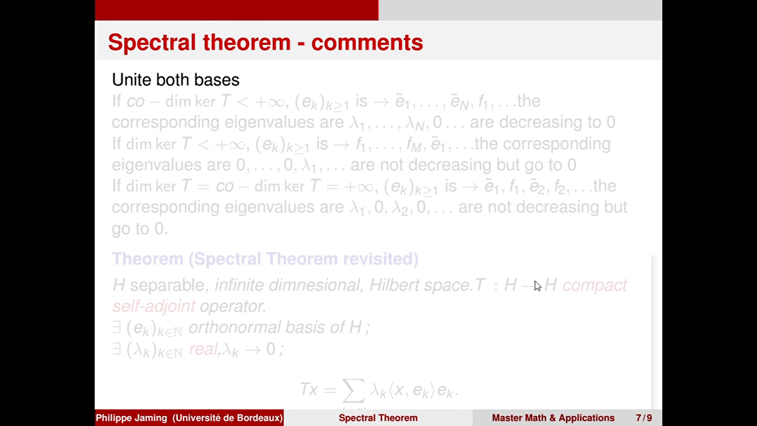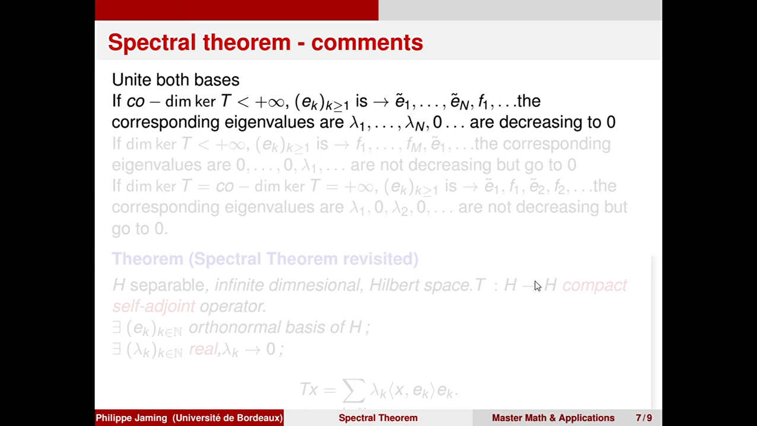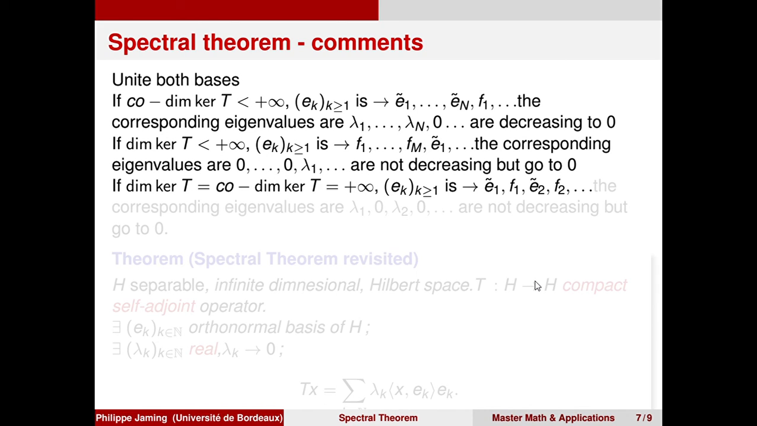We will unite both bases. If the codimension of the kernel of T is finite, then we start with ẽ_1 to ẽ_N, and then add f_1 and so on. And the corresponding eigenvalues will be λ_1 to λ_N, and then 0 and so on. And this is still decreasing to 0. If the dimension of the kernel is finite, then we start with the basis f_1 to f_m, and then put ẽ_1 and so on. The problem is that the corresponding eigenvalues are 0, 0, 0, and then λ_1, etc. And that's no longer decreasing, but still goes to 0.